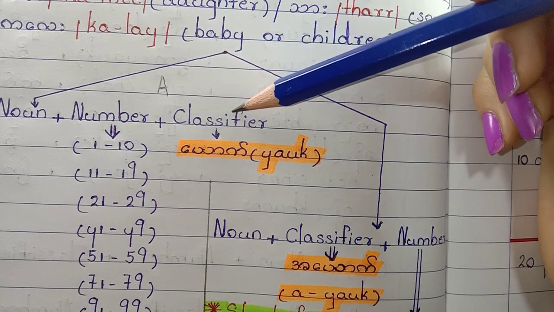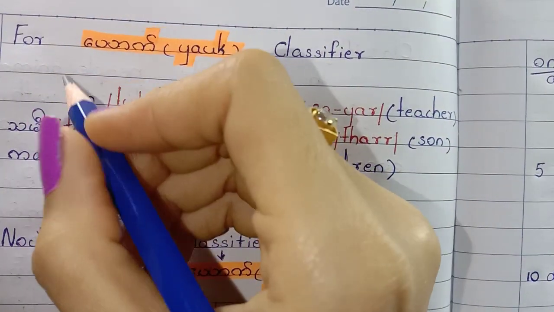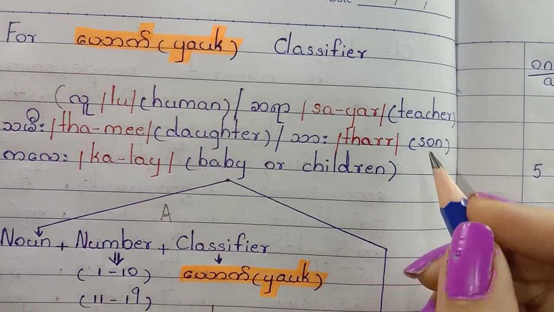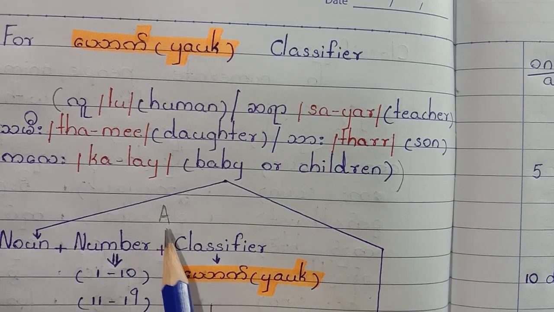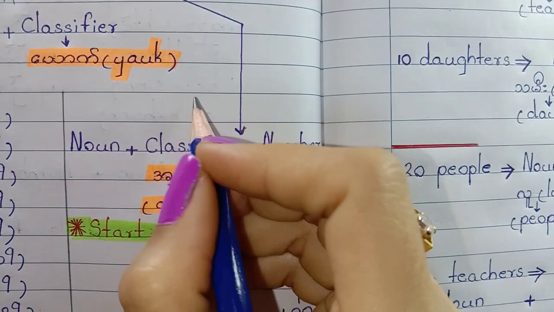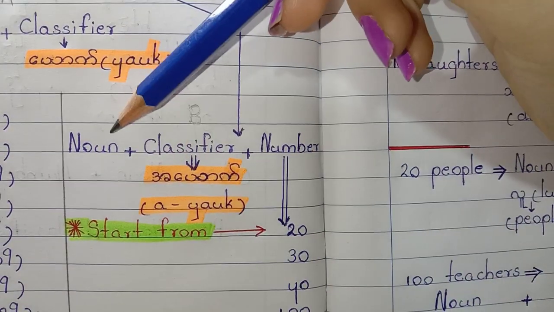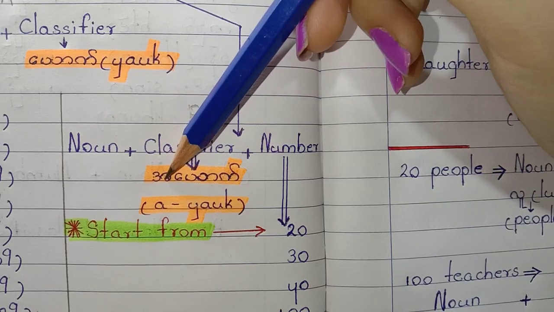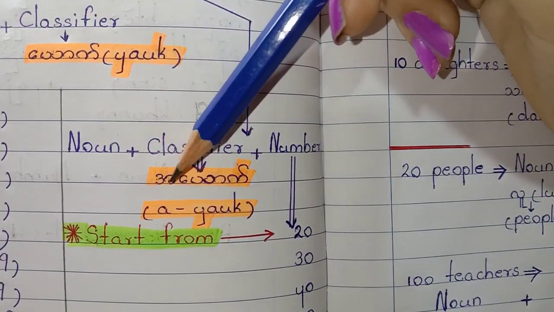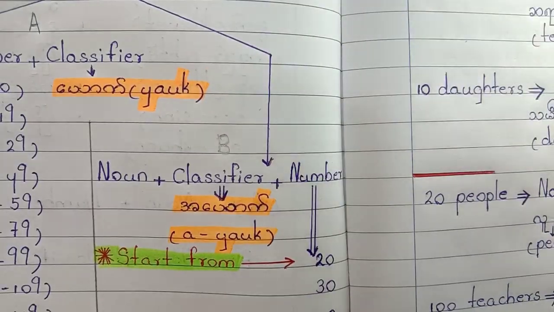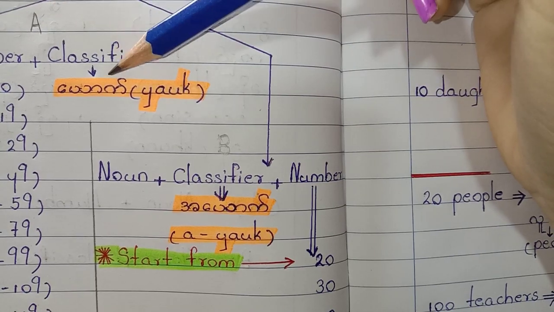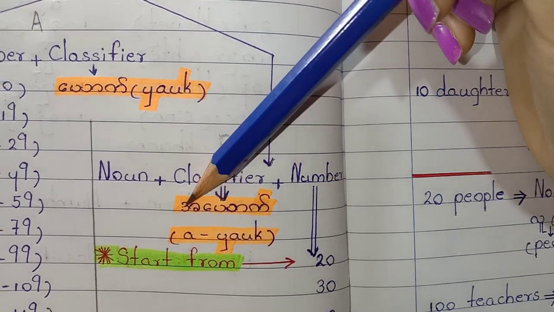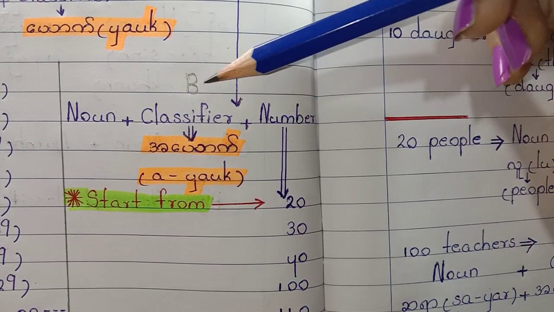So in the part A, the classifier is sha, because lu, seiya, tami, ta, kale take this classifier. So what about the part B? Noun plus classifier plus number. In the part B, we have to put a sha. You see, a sha, two syllables. For the part A, the classifier is just sha, but for the part B, the classifier is two syllables, a sha. What kind of number can we put for the part B?